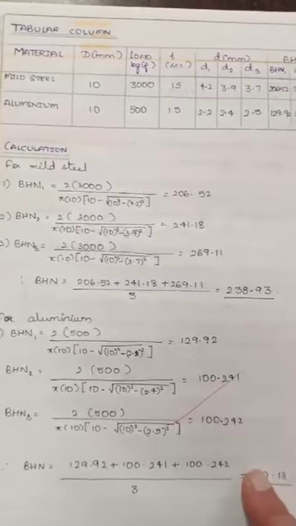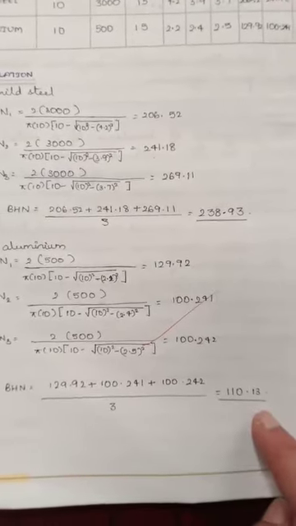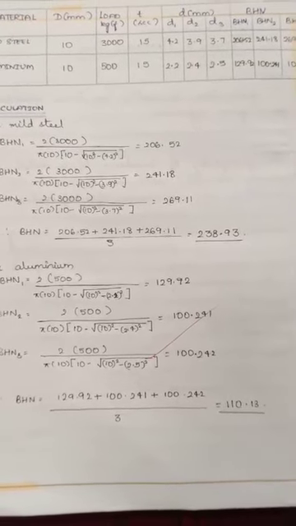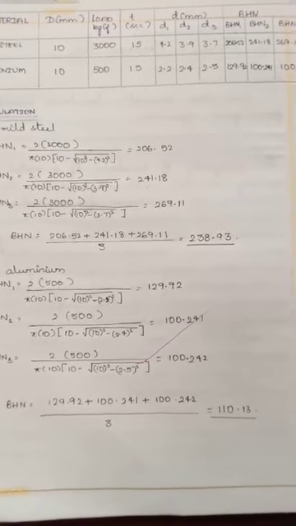We have to do three trials. After taking the average of these three trials, the BHN number we get is 110.13. In this way we have calculated the Brinell hardness number.